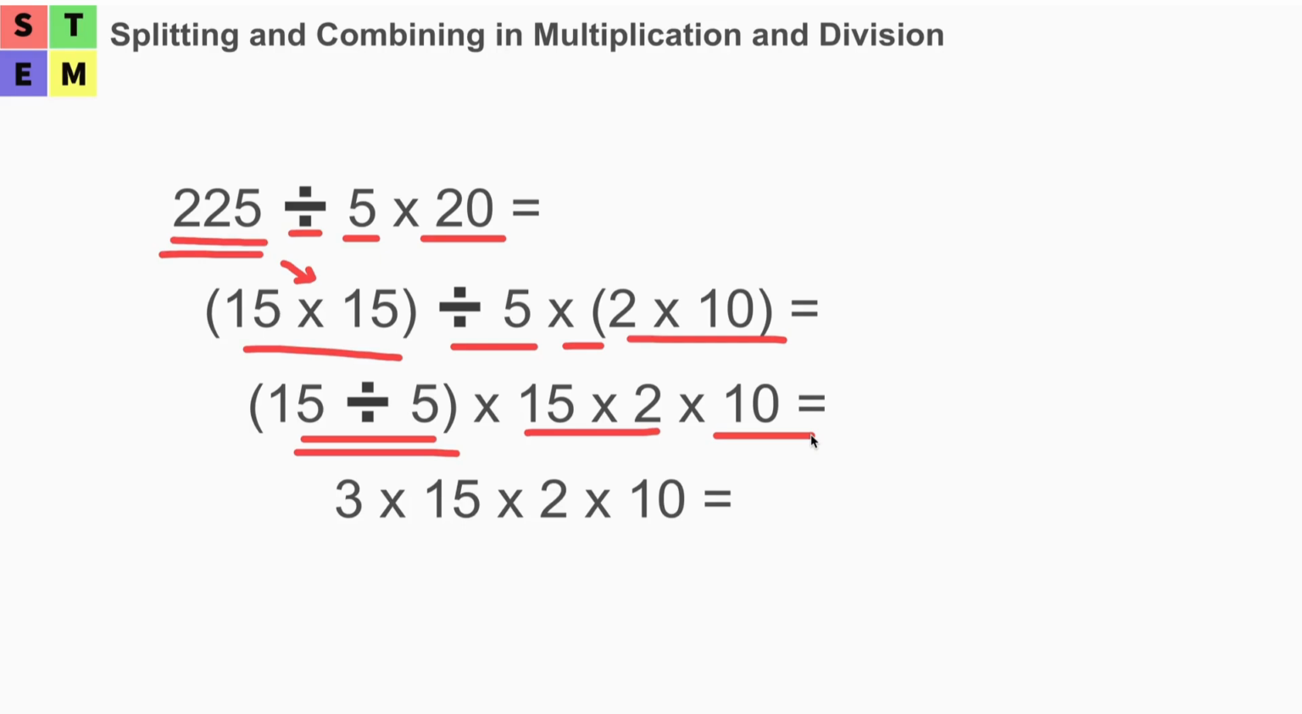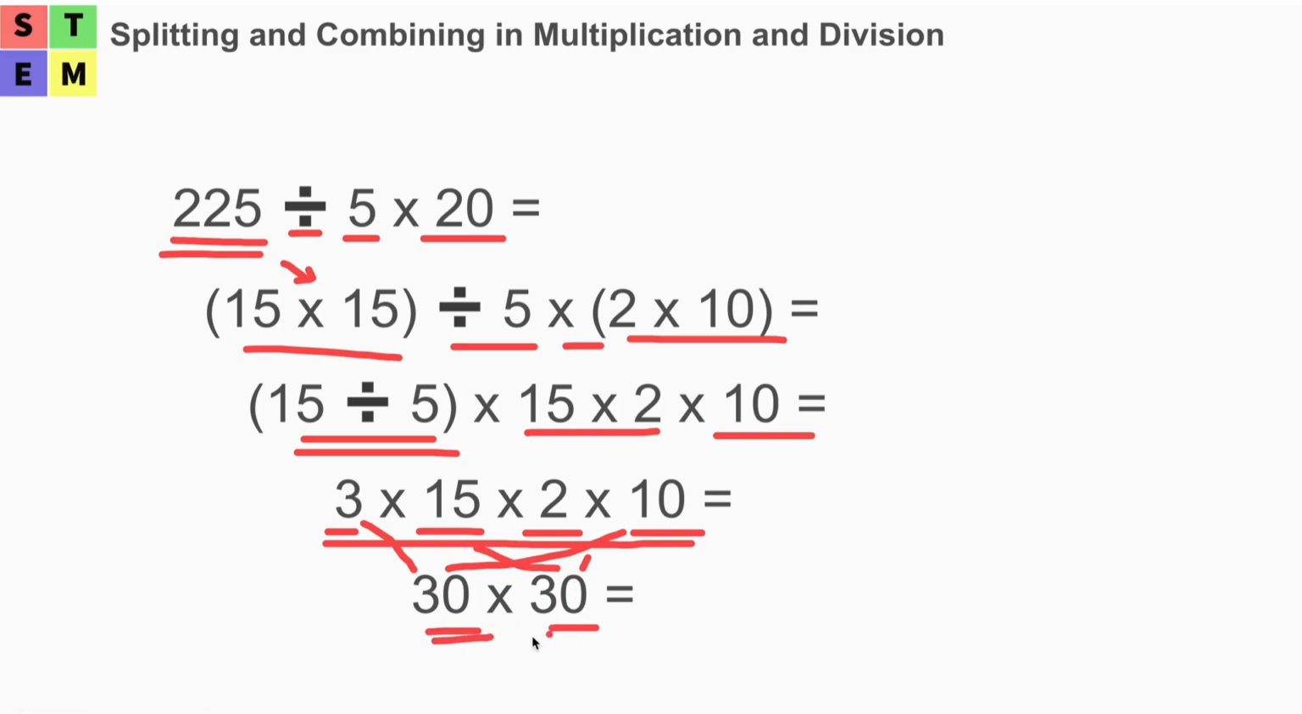So what we're going to do there, we got 3 times 15 times 2 times 10. So we are going to have 3 times 10 there, and 15 times 2 there. So 3 times 10 and 15 times 2 become 30 and 30. So 30 times 30, easy, right? So 900. 3 times 3 is 9, and 2 zeros, right?